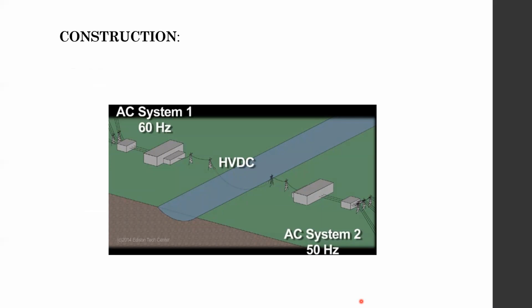This shows the simple block diagram of a back-to-back HVDC link. From system 1, AC current is converted into DC by means of a rectifier, and the DC is supplied via the DC link and converted back again to AC by means of an inverter and then distributed to the different grids. It shows the simple block diagram.